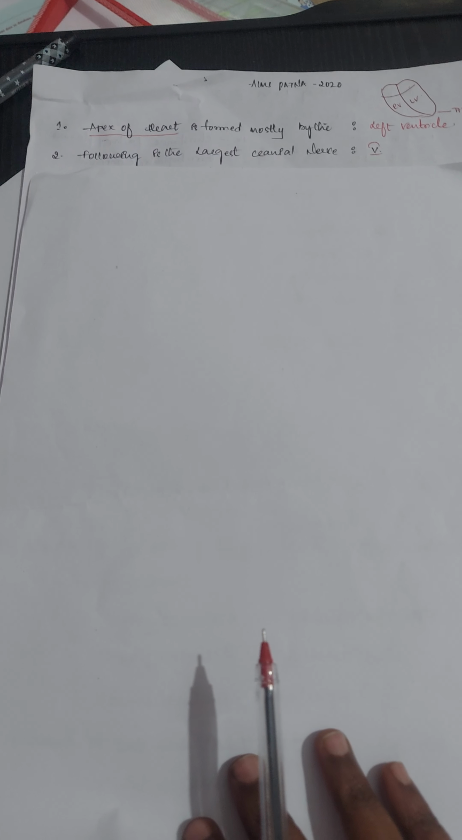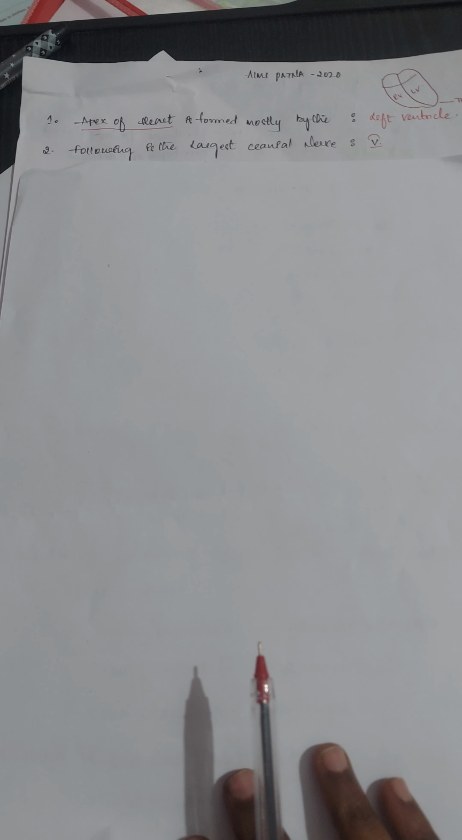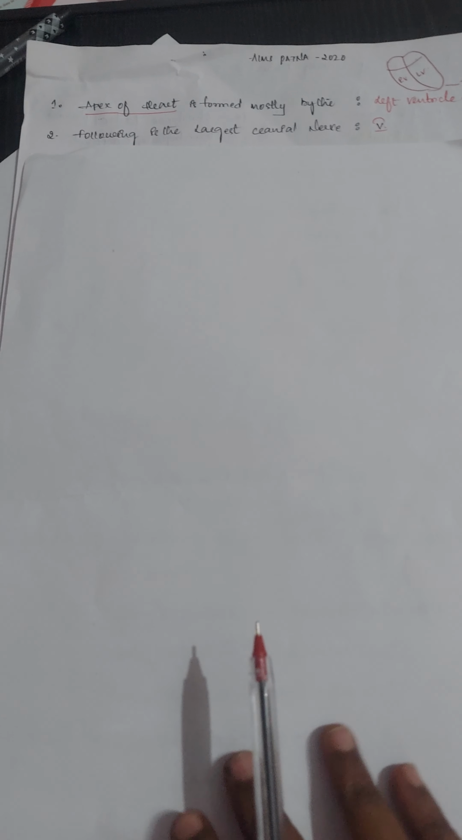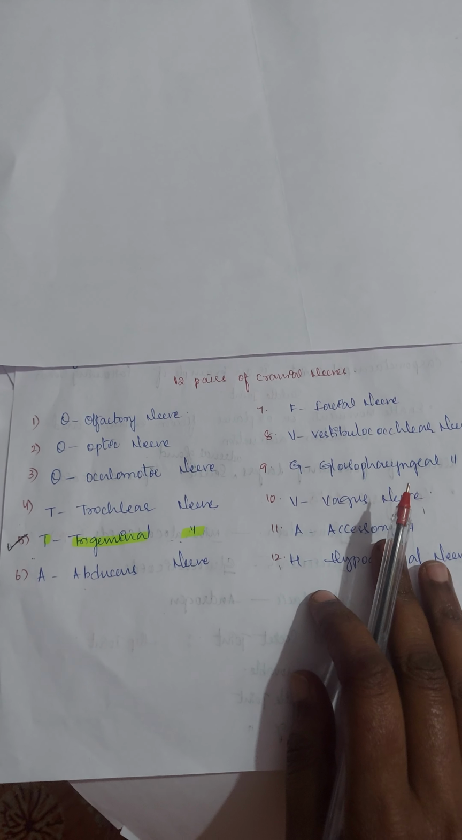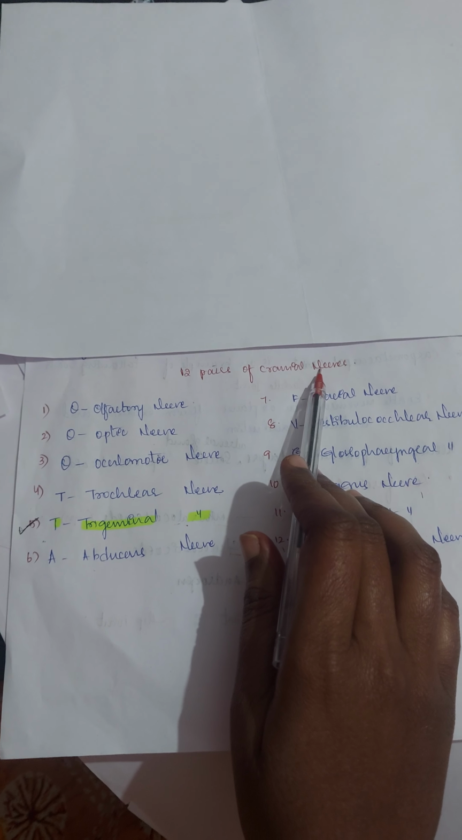Which of the following is the largest cranial nerve? Do you know which is the largest cranial nerve? Already I have written the answer there. It is the fifth cranial nerve. And do you know the name of this fifth cranial nerve? Here you can see the pairs of cranial nerves. How many pairs? 12 pairs of cranial nerves are present.